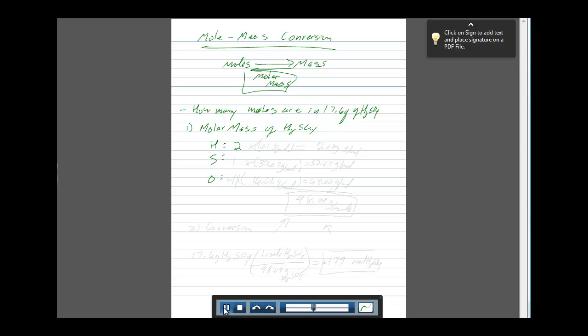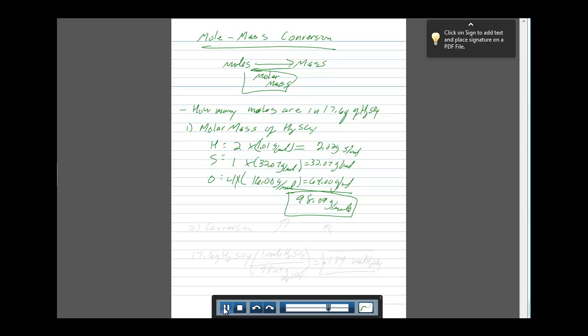According to the formula, there are two hydrogens, each one with a molar mass of 1.01 grams per mole. That gives me 2.02 grams per mole. Sulfur, we have one with a molar mass of 32.07 grams per mole, of course, giving us 32.07 grams per mole. And there are four oxygens, each with a molar mass of 16.00 grams per mole, leaving me with 64.00 grams per mole. When we add these up, we end up with 98.09 grams per mole. So that's the first thing that we need to do, is figure out that molar mass.